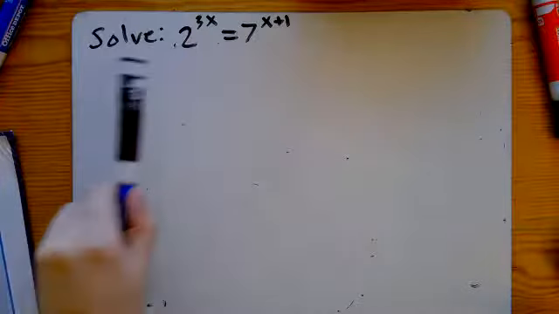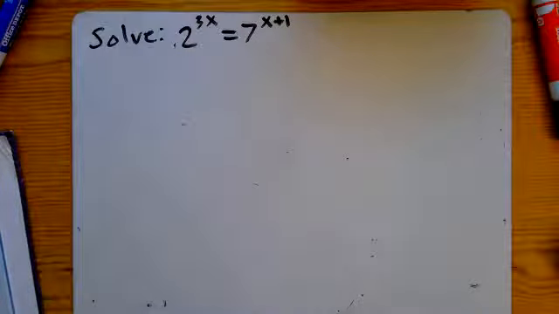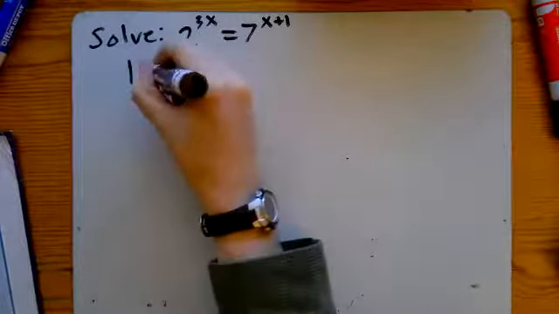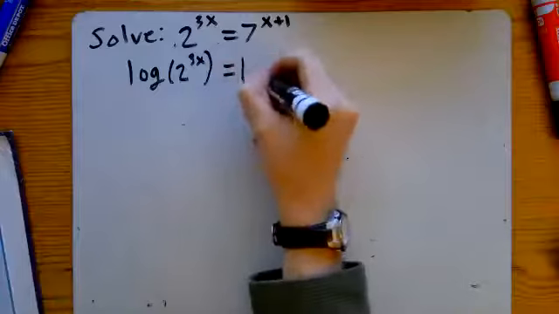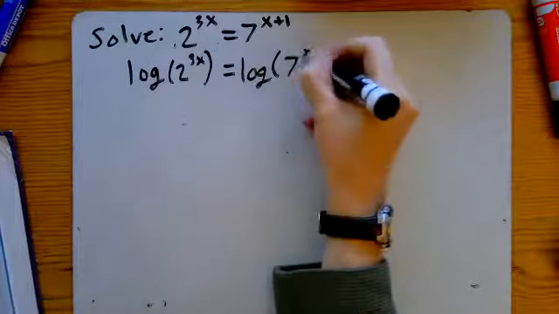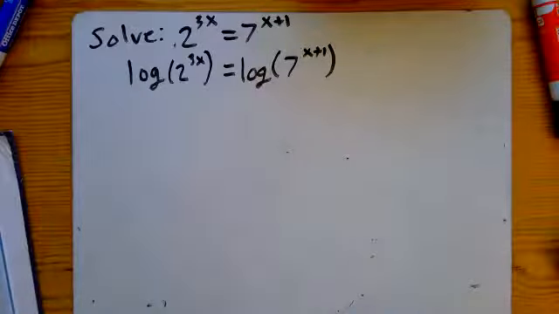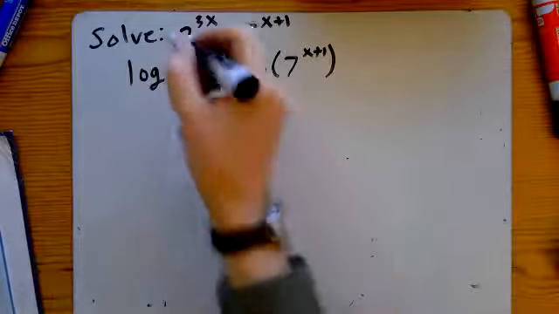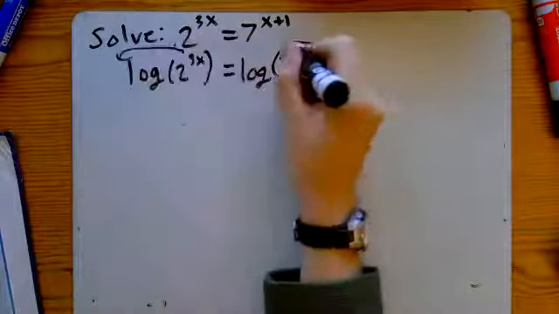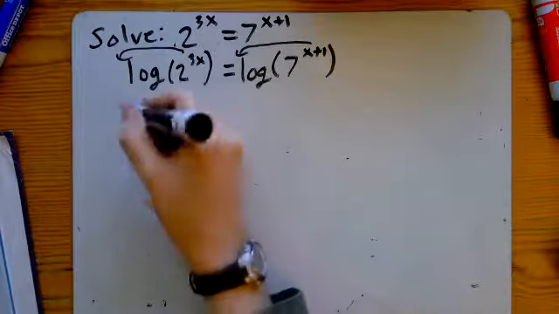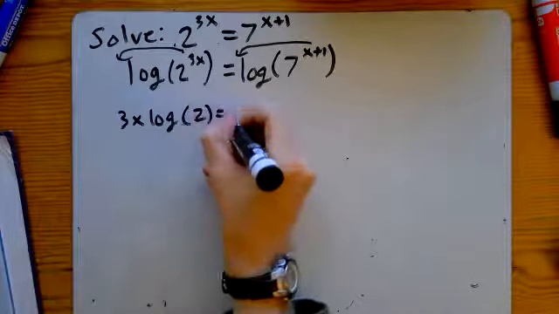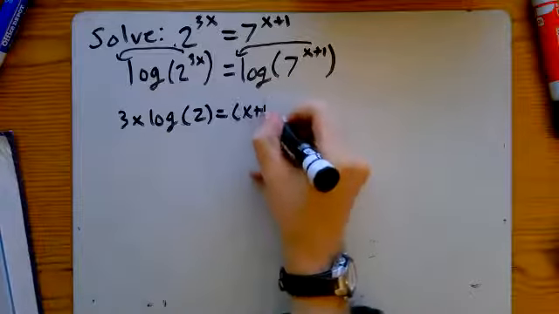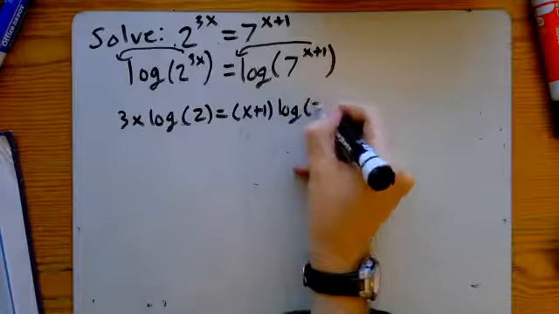Okay, so I cannot rewrite 2 and 7 so that they have a common base, unfortunately. But I can stick both of them inside of a logarithm. Let's say log of 2 to the 3x equals log of 7 to the x plus 1. Now we can use that handy property that we learned yesterday to pull these x terms out of the insides here. So now we have 3x log of 2 equals x plus 1 log of 7.